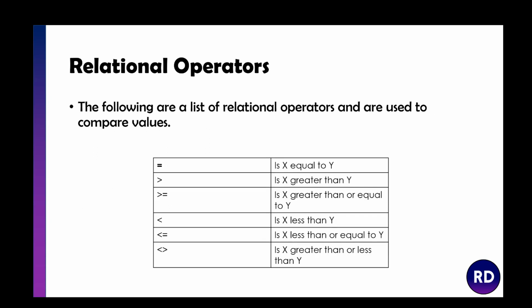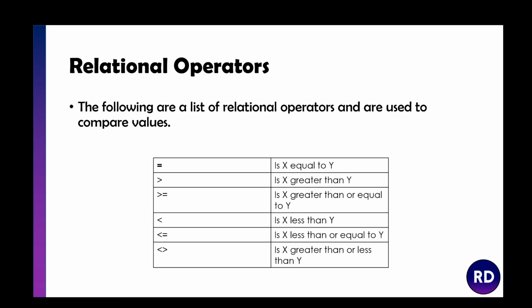So the next thing we'll look at is relational operators. You've seen these before. If you use equals, you're saying is x equal to y. Then you've got the greater than symbol, is x greater than y. Then the greater than sign next to an equals, which is greater than or equal to, and then less than or equal to. And then you've got both symbols, less than and greater than, which means x is not equal to y.